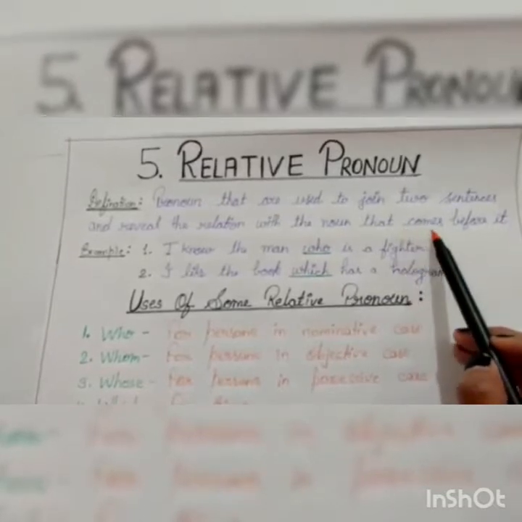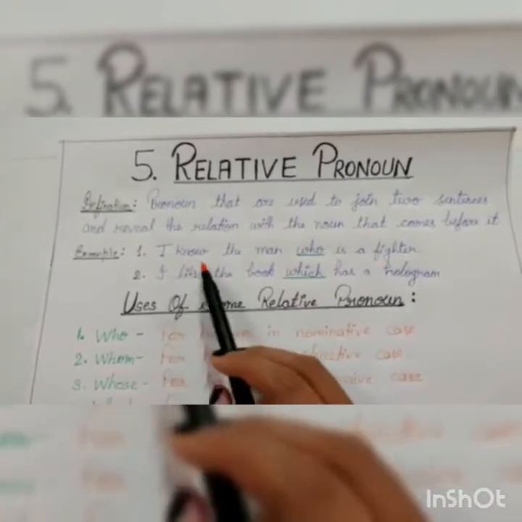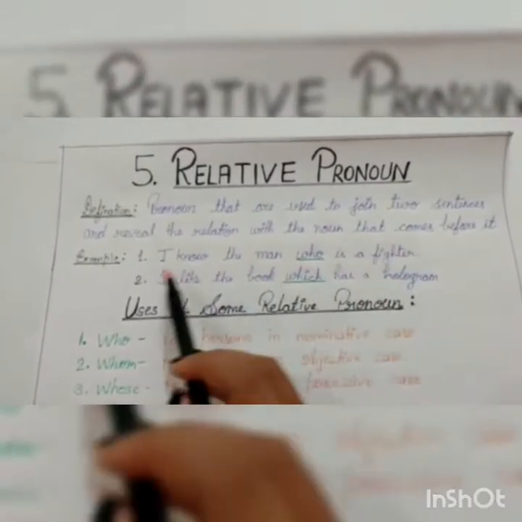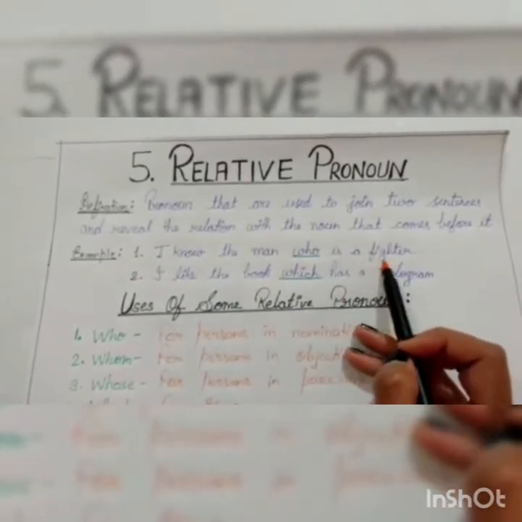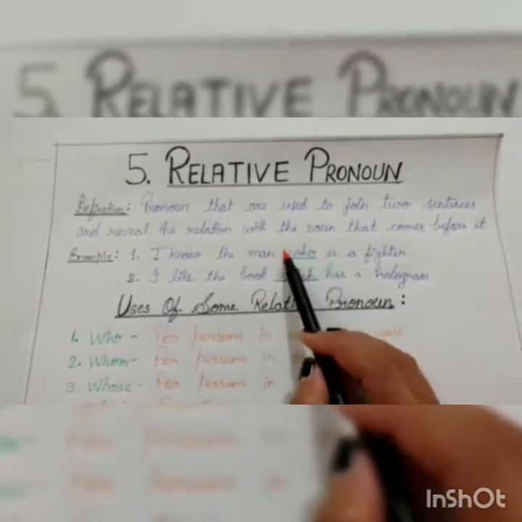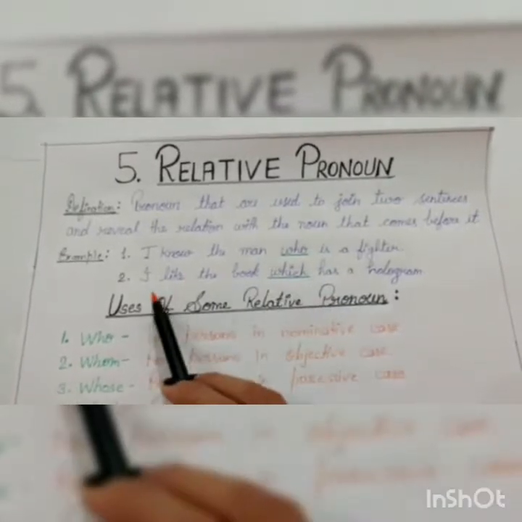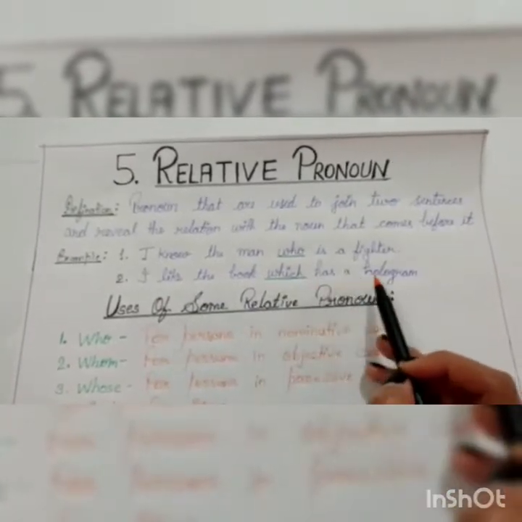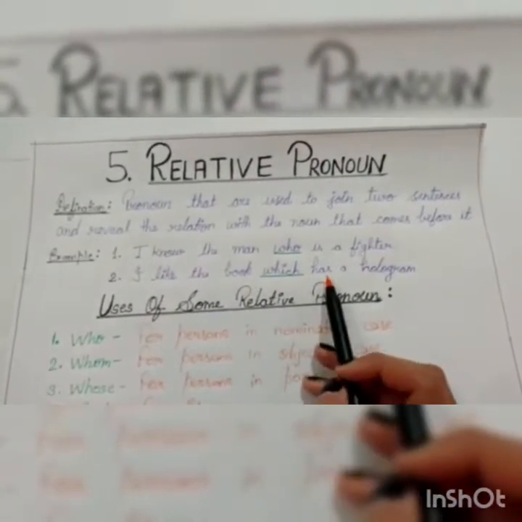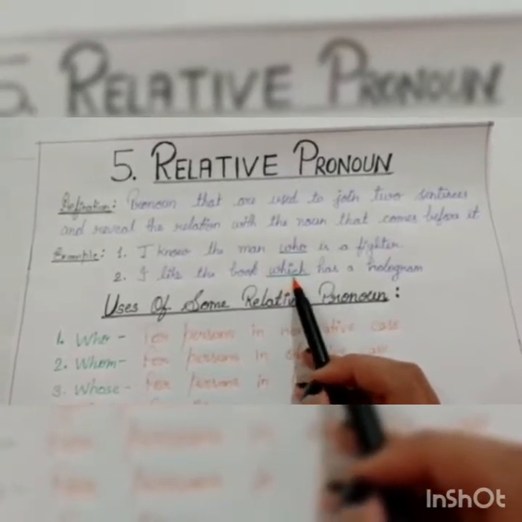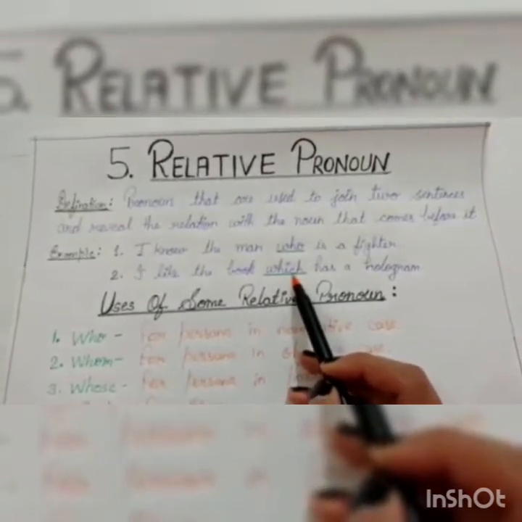It is a relative pronoun. We have some examples of relative pronoun. First is, I know the man who is a fighter. "I know the man" is the first sentence and "who is a fighter" is the second sentence. So the word "who" connects the two sentences. It is a relative pronoun. Second is, I like the book which has a hologram. So "which" is the word that is used here to join two sentences. It is a relative pronoun. And these are the words that show the relation with the noun. So it is a relative pronoun.